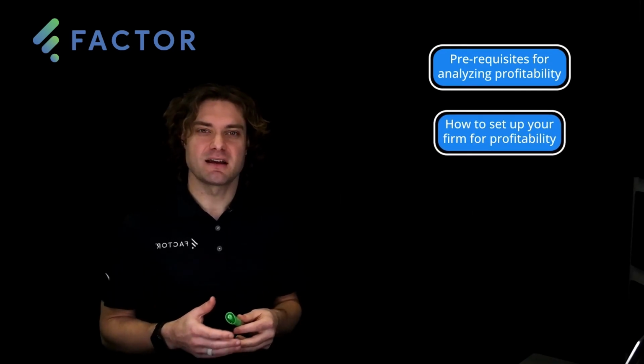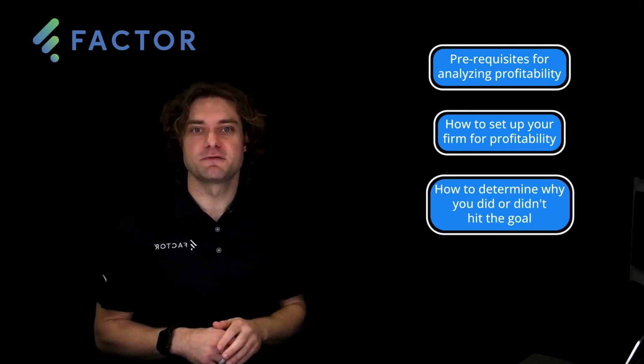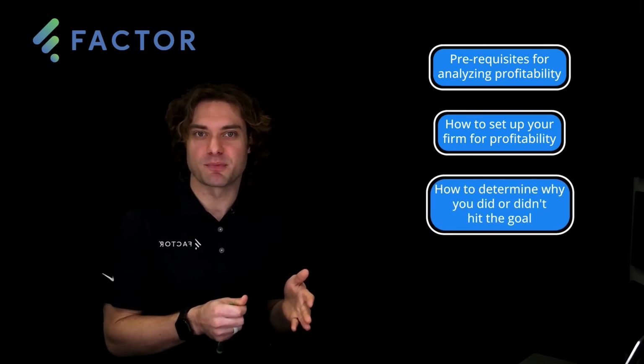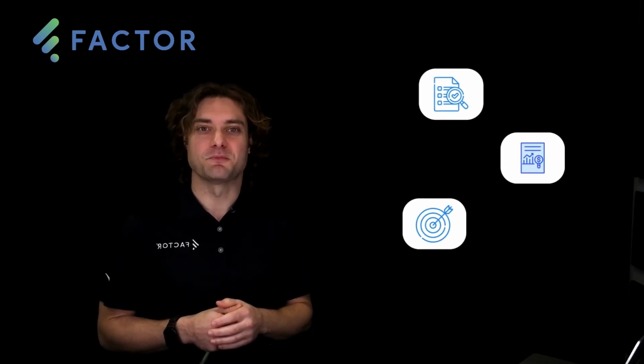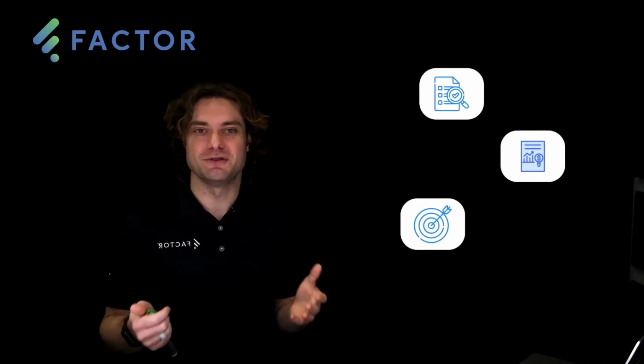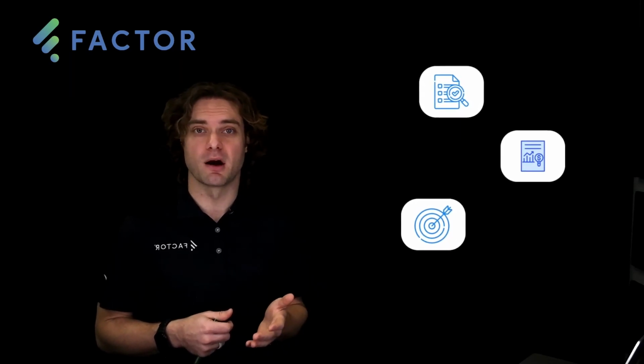Understanding profitability in your architecture engineering firm means having some prerequisite data to establish a baseline, understanding of how your firm should be set up to hit its profit goals, regular analysis of numbers, and the ability to dig deeper and understand why you did or didn't hit a goal. Now, systems like Factor make it pretty easy to track all this information, do that analysis, and dig deeper to figure out why you did or didn't hit a number, but you still need to understand the why behind everything.